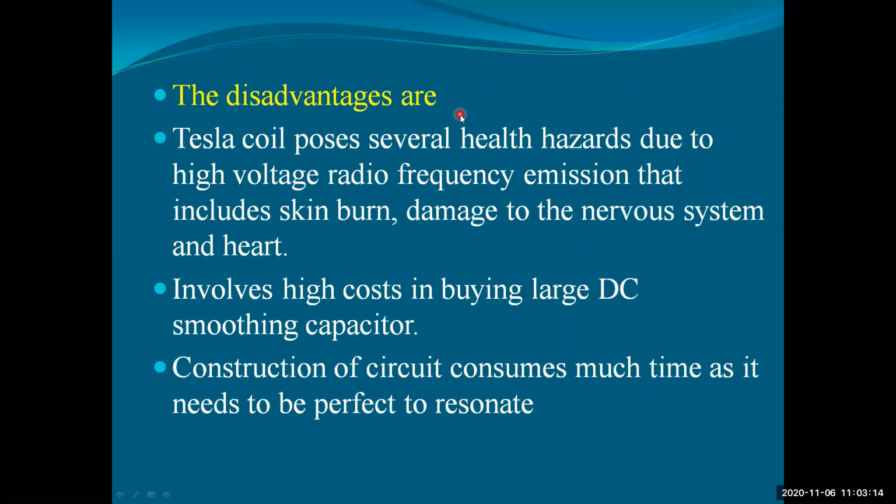And next, the disadvantages. Tesla coil possesses several health hazards due to high voltage radio frequency emission that includes skin burn, damage to the nervous system and heart. So why? Because of radio frequency. This is one of the dangerous disadvantages of the Tesla coil.